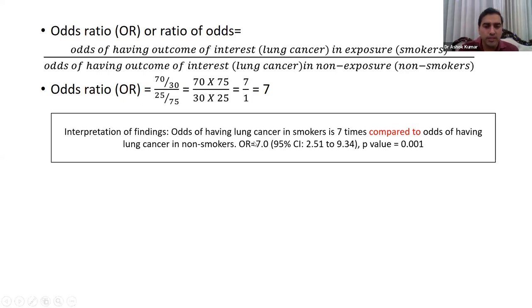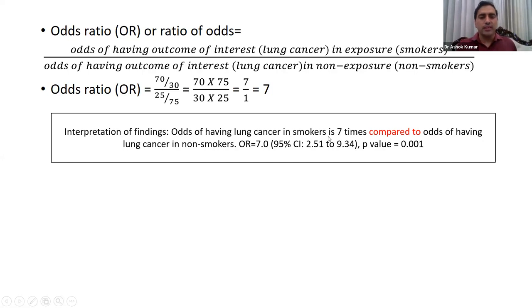So the OR is 7.0, and this is the 95% confidence interval. Like I just gave as an example, we will calculate the p value also. We have to interpret our finding according to this. This is OR, odds ratio is equal to 7.0. Then the 95% confidence interval, CI: lower bound 2.572, upper bound 9.34, and p value 0.001. So this is the interpretation of the finding of this odds ratio.